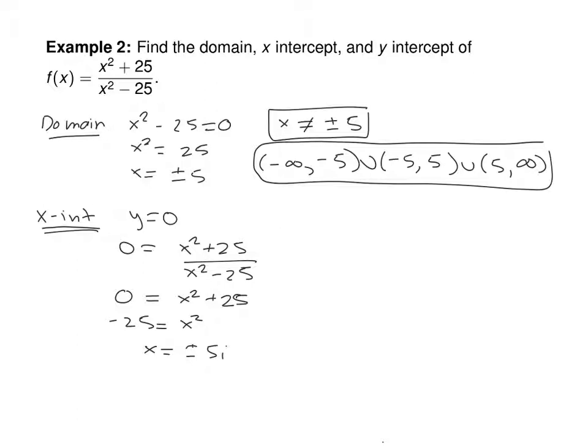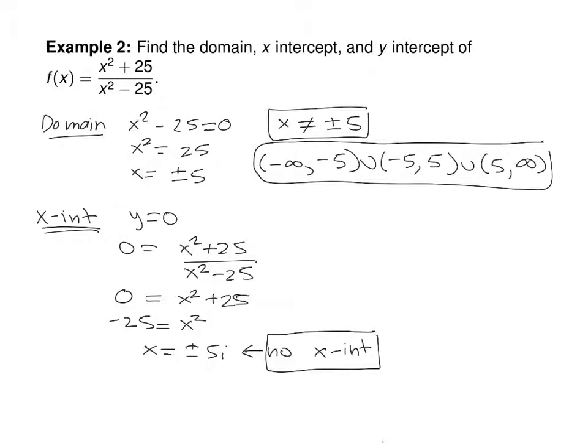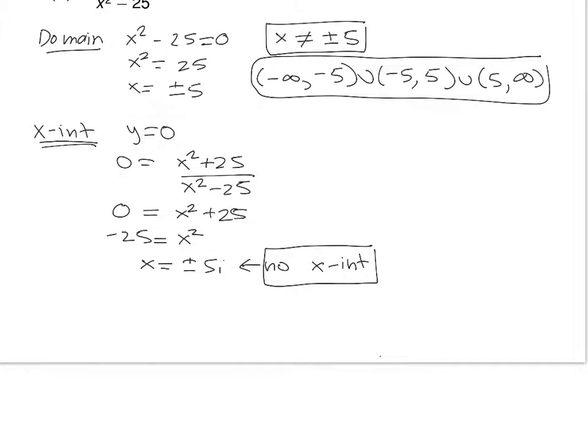So what that means is that there are no x-intercepts, because the only ones you found were imaginary numbers, and those aren't numbers on your real number line. Okay? So if you find imaginary things, it just means that the graph never crosses the x-axis. And that happens with graphs sometimes.